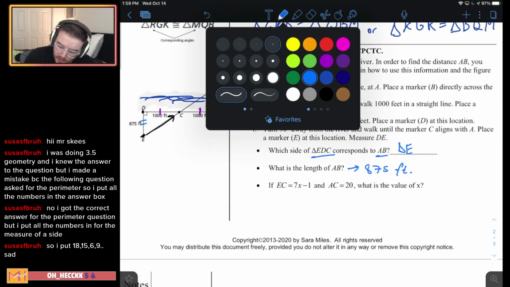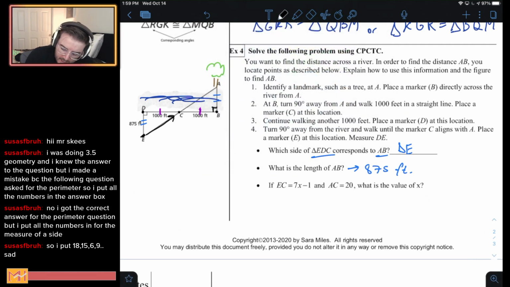All right, now we got a quick little algebra problem here. If EC is 7x minus 1 and AC is 20, what is the value of x?